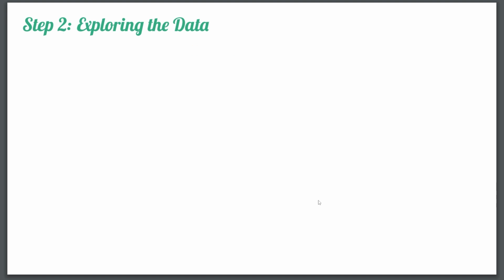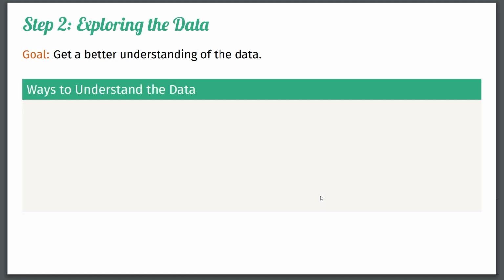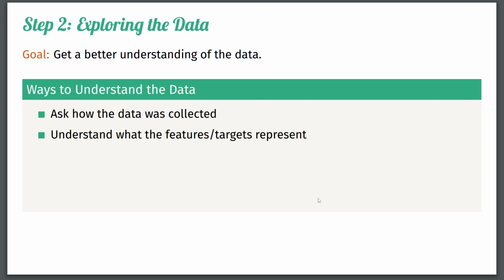The second step is to explore the data, and the goal here is to get a better understanding of the data as a whole. There are many ways to explore the data. Some ways in practice are to ask how the data was collected. You can understand what different features and targets represent. This is completely essential for continuing. If you're working with features that you don't really understand, then you should be highly skeptical of actually using them, because then you might get surprising or unintuitive results.